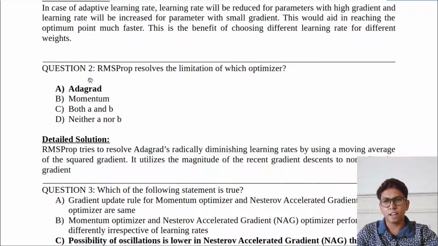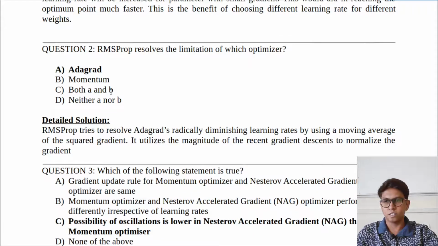Question number 2 is, RMSprop resolves the limitation of which of the following optimizers? Option A is AdaGrad, option B is momentum, option C is both A and B, and option D is neither. The correct option is option number A, AdaGrad optimizer.